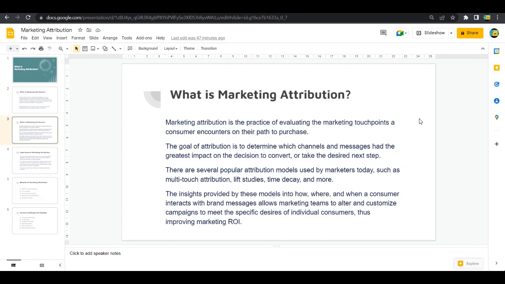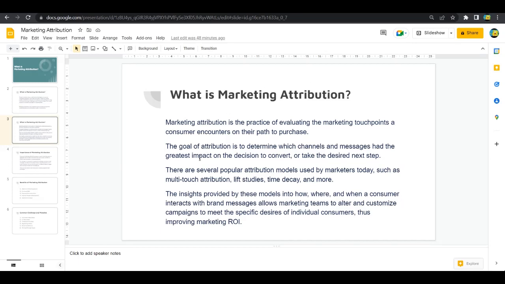And the goal of attribution is to determine which channels and messages had the greatest impact on the decision to convert or take the desired next step. So, as I said, there are these touch points, and suppose you want to find out how your products are doing, and there's one page that the user goes on the most before making a purchase. So now you know that this page has higher impact as compared to others. So this is just the goal of attribution, to understand how a consumer is interacting with your channels or messages, right?